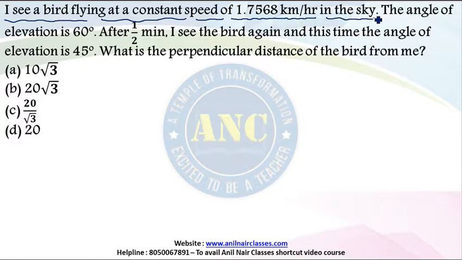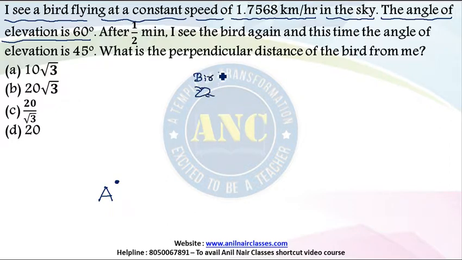The speed of the bird is given as 1.7568 kilometers per hour. The angle of elevation is 60 degrees. That means I am at this particular point. Let me call my point as A. There is a bird. Suppose like this is a bird, right?